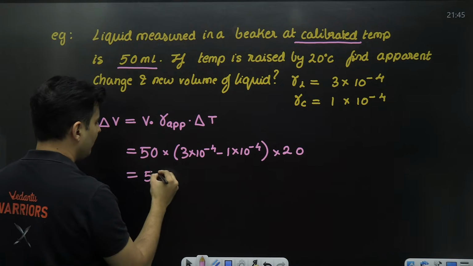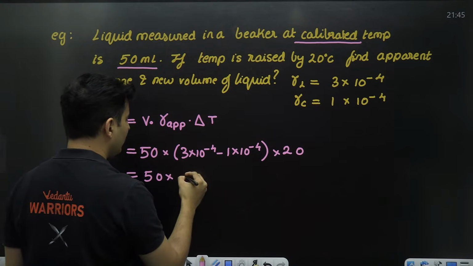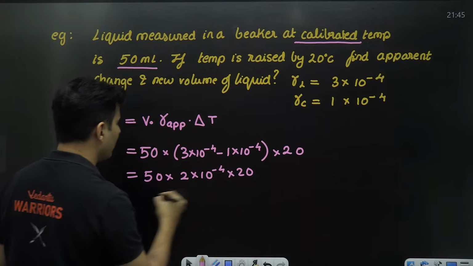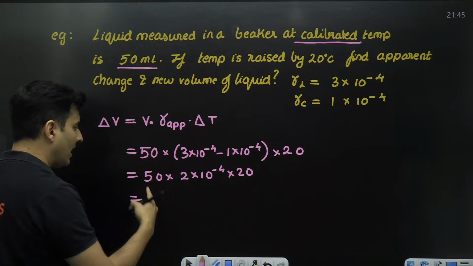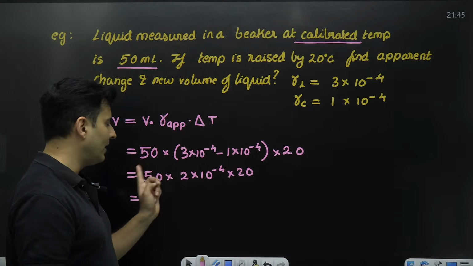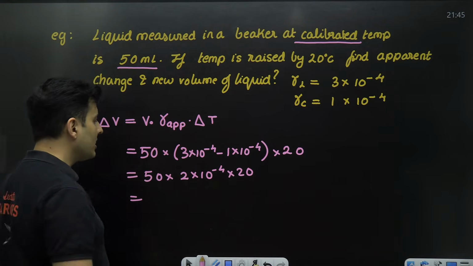Okay, so this will become 50 multiplied by 3 minus 1, which is 2. So 2 into 10 to the power minus 4 into 20. Okay, 5 twos are 10. This 0 is also there. So 1 0, 1 0, and 5 twos are 10, one more 0. So 3 zeros are there.